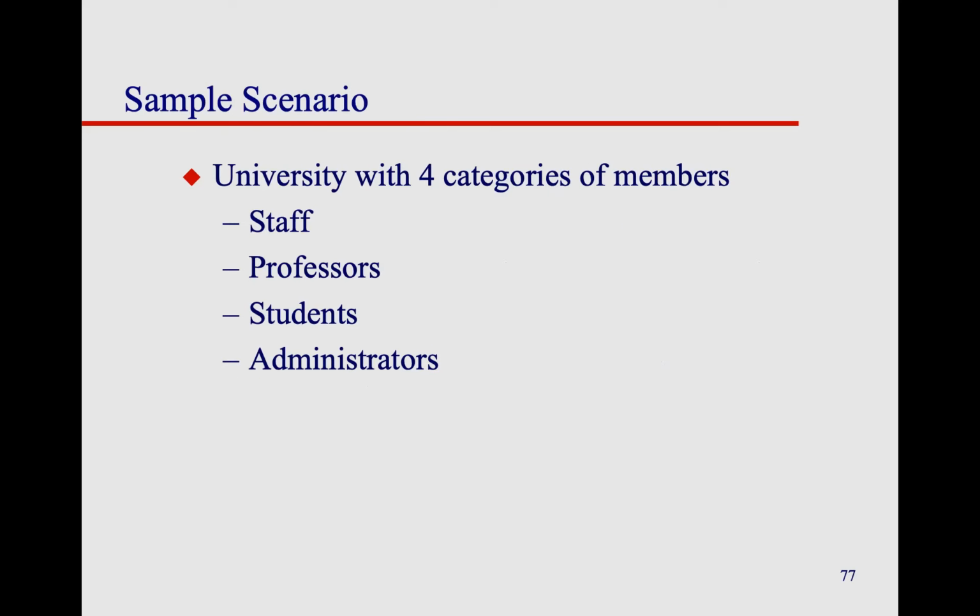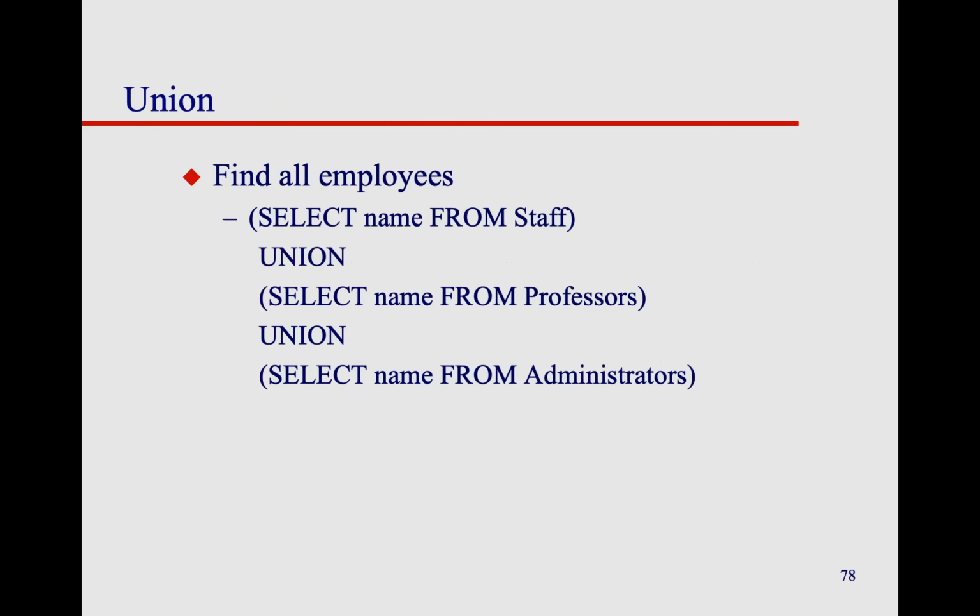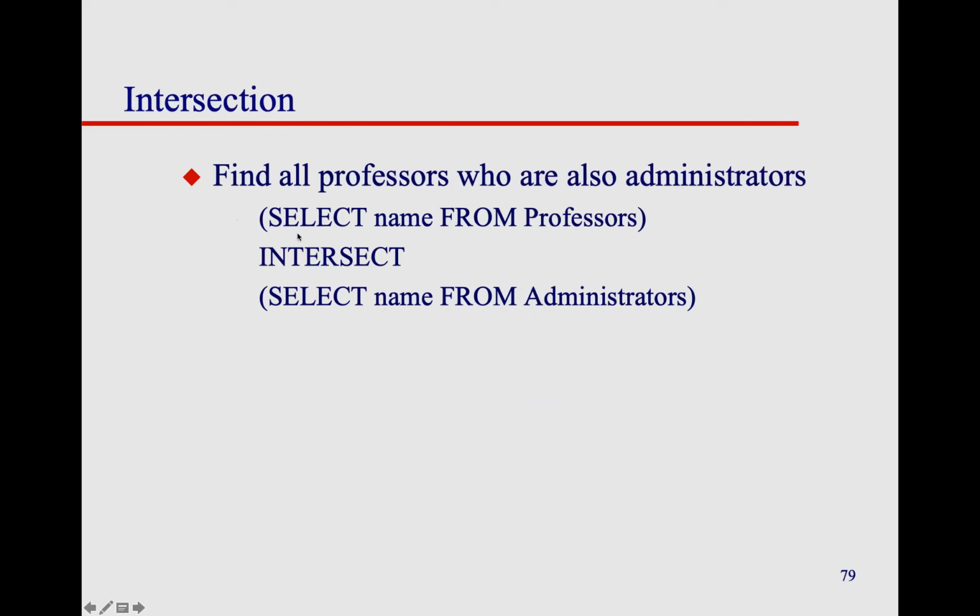So in SQL, this is all very simple. There's a union keyword, and in MySQL, there's also a union keyword. So in this case, to make all of them union compatible, because probably staff, professors, and administrators have additional attributes that would make them incompatible, I first just select the name from each of them. And then I union them together.